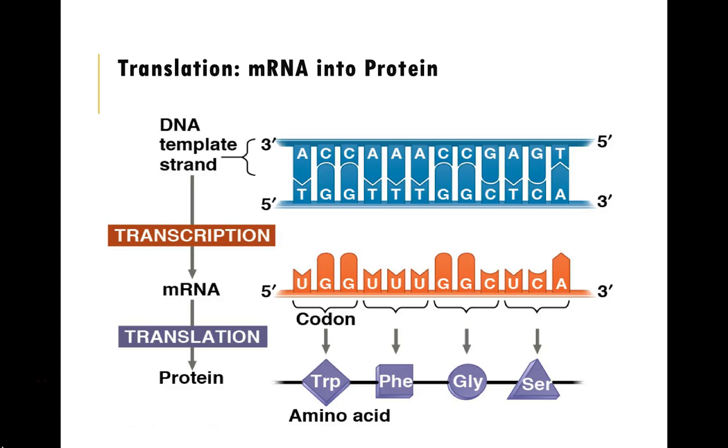Now that we've made our messenger RNA, let's go ahead and change that into a protein. In this process, we're going to translate. We are going to go from the language of nucleic acids to the language of amino acids. And we do this by reading in sets of 3 the base pairs in the messenger RNA. And then the cell will read that and interpret that as a particular amino acid.